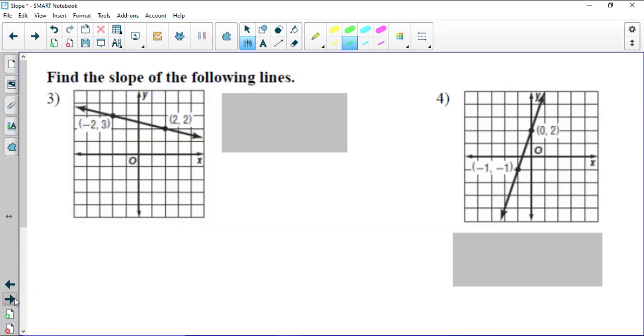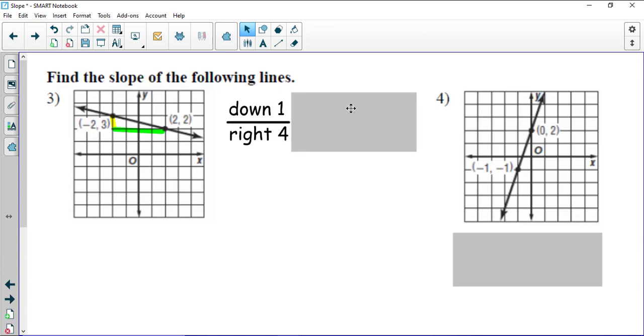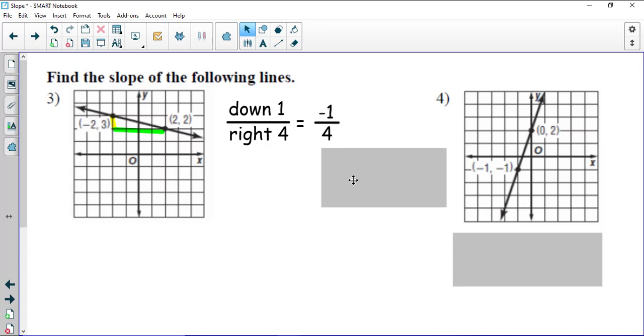All right, let's take a look at a couple of examples. So number 3, I'm going to go from the point on the left to the point on the right, and I'm going to go down 1 unit, and I am going to go to the right 1, 2, 3, 4 units. So down 1, right 4. Down 1 we can represent as -1, right 4 we can represent as positive 4. So the slope is -1/4.